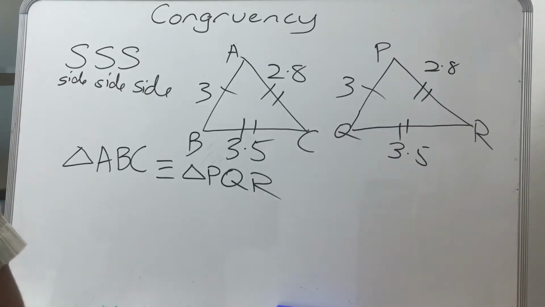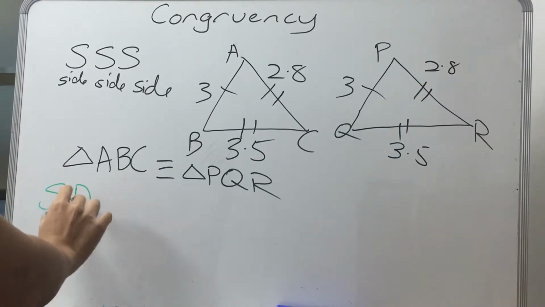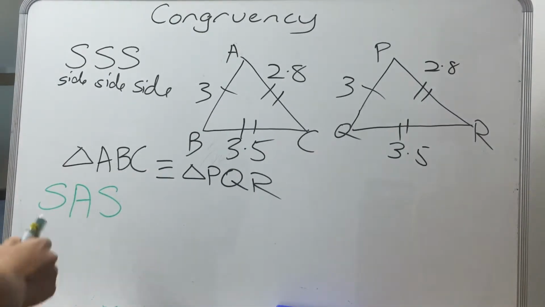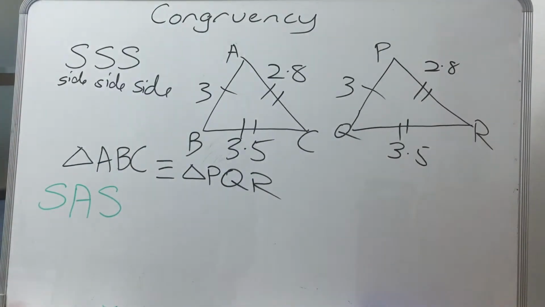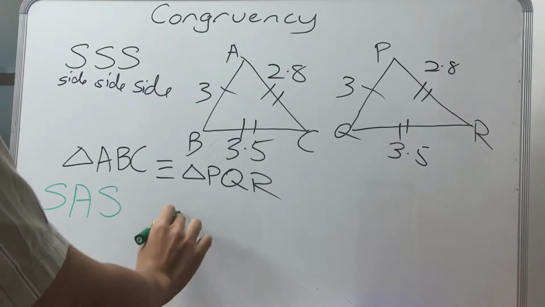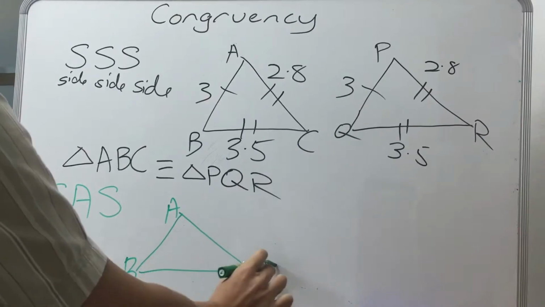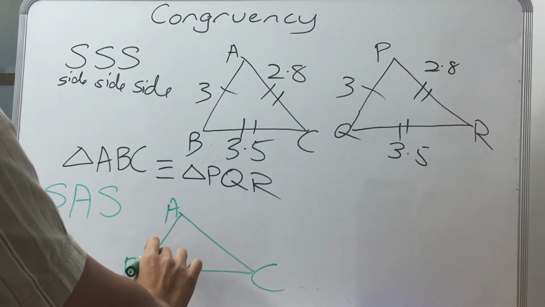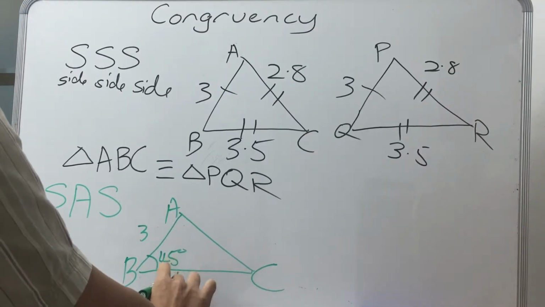The next test is our SAS test. Don't use ASS. Use SAS. This stands for side, angle, side. So this means that if you have two sides that are the same and they have also one common angle, then they are congruent. So for example, we have our triangle ABC as drawn here, and angle ABC is 45 degrees, AB is 3 cm, BC is 4 cm.